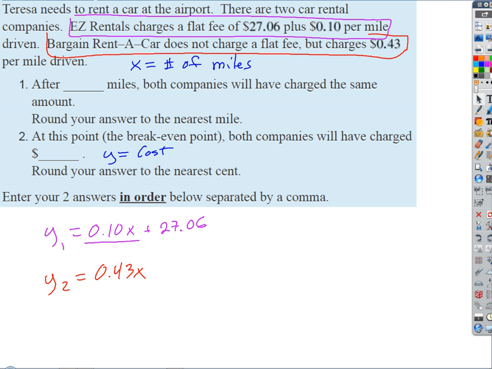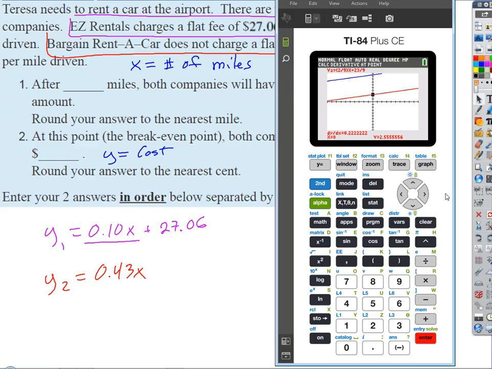So if we throw those in our calculator, they're already solved for y. It's pretty easy, so let's just do it. So the first one, we've got 0.10x plus 27.06. Second one, 0.43x. And I can already see that the y-intercept is going to be pretty big, so zoom standard's not going to work. So let's just set the window, might as well start at 0, right?